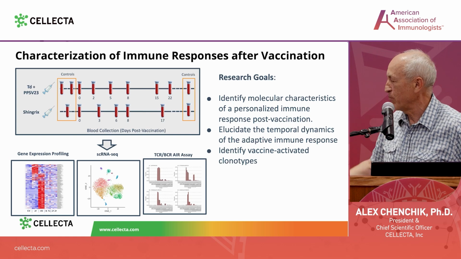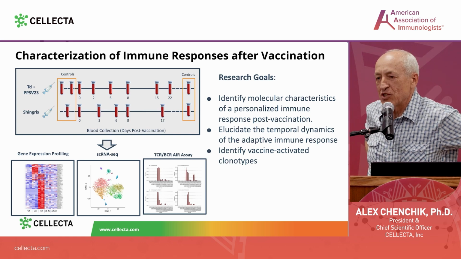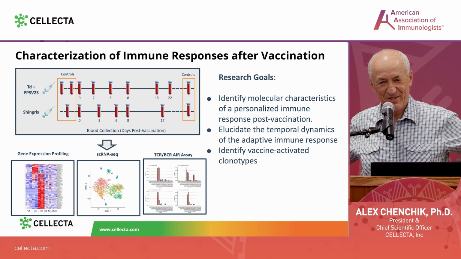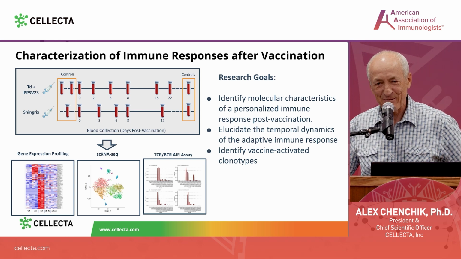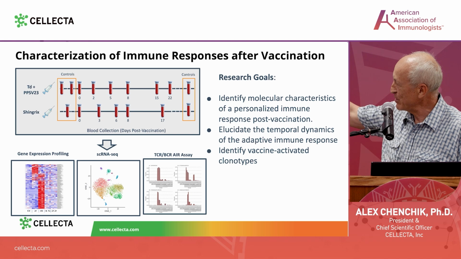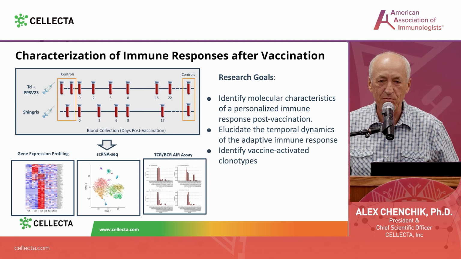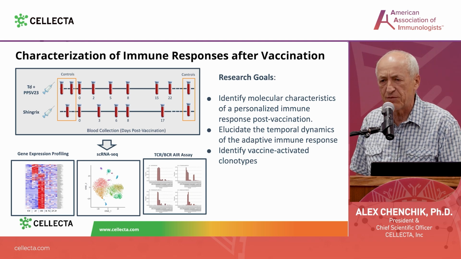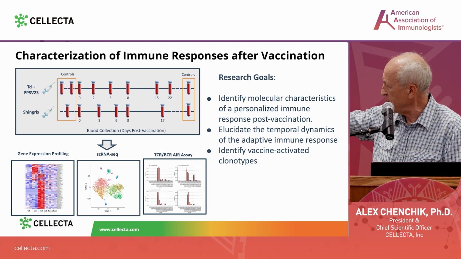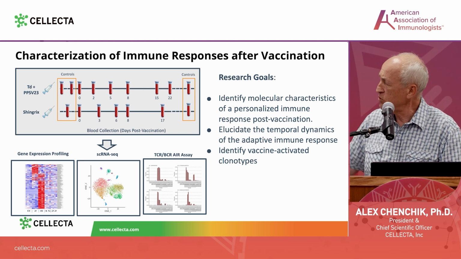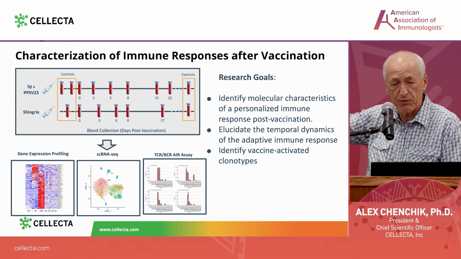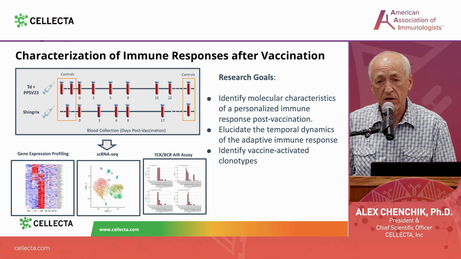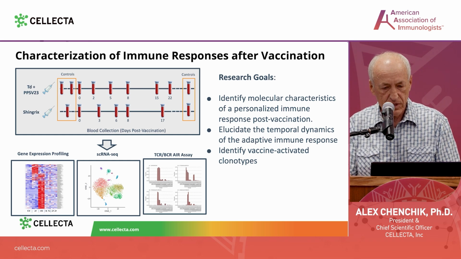And here's an example of the vaccination studies we've done. And I was the guinea pig, who actually provided all these blood samples for this experiment. And you can see here two types of vaccination. One of them is the Tdap vaccine, tetanus, diphtheria, and pertussis, on the top, and the Shingrix vaccine. And you see we collected multiple time points before vaccination and after vaccination. And we ran expression profiling and immune repertoire profiling studies.